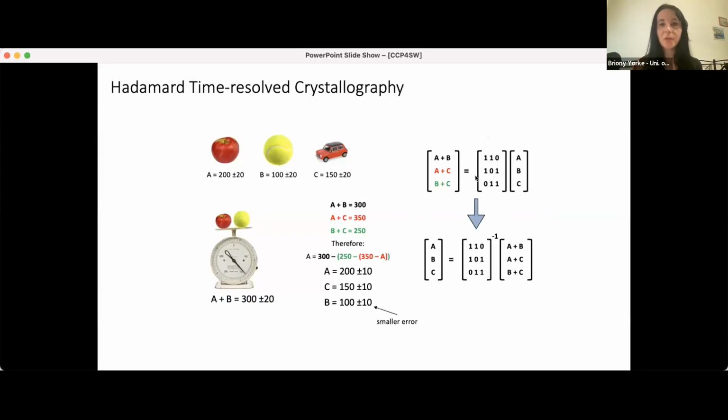The first measurement that we take is the apple and the ball, and we record that in a vector as A plus B. The next measurement we take is the apple and the car, and that goes into our vector. And then we measure the ball and the car together. If we then multiply that vector by the inverse of the matrix, which told us which time points to measure together, we get out our individual time points, but with a smaller error.